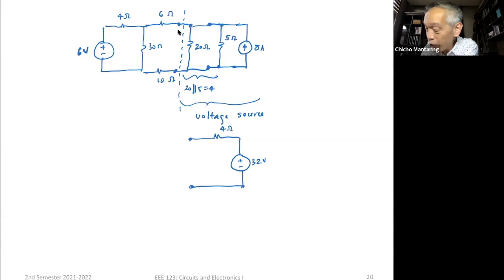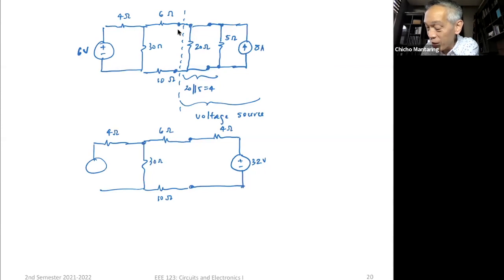So here is now my 6 ohms. Here is my 10 ohms. Here is my 30 ohms. Here is my 4 ohms. And finally, the 6 volts. Okay, so now what can I do? Which resistances can I combine?